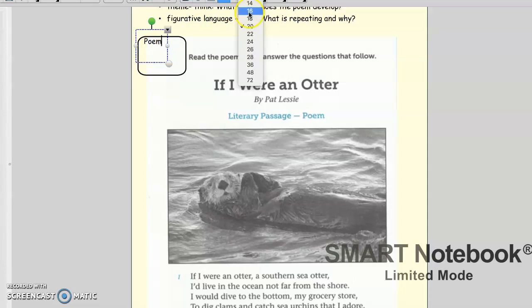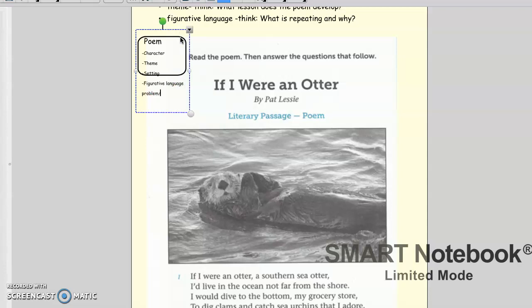So for poetry, I know that there could be a character. We know that there would be theme, setting. We said figurative language is going to be very important. There could be a problem, and with a problem comes a solution, but not always. We're just going to keep that in mind, just in case that does happen in this poem.